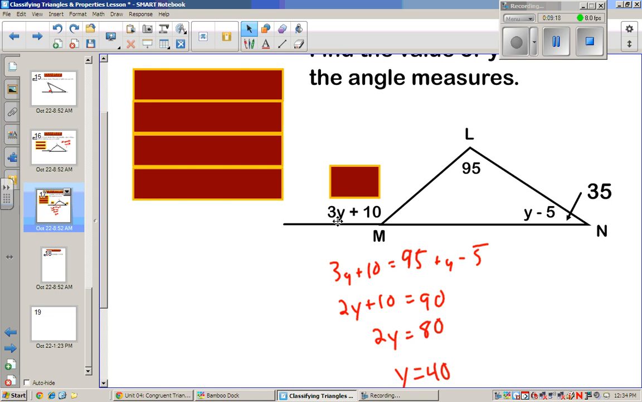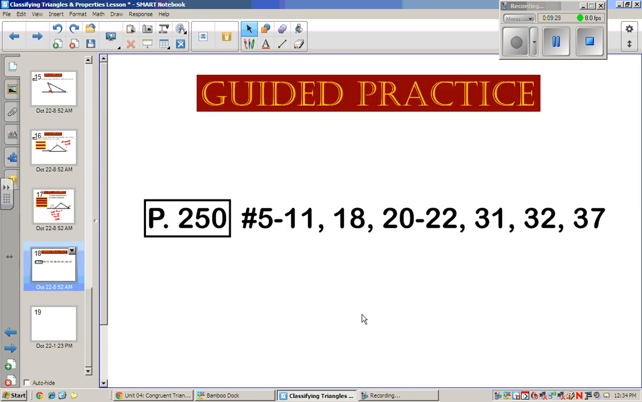And 3 times 40 is 120, plus 10 is 130. Hopefully those went well for you, and you can do this homework. Good luck.